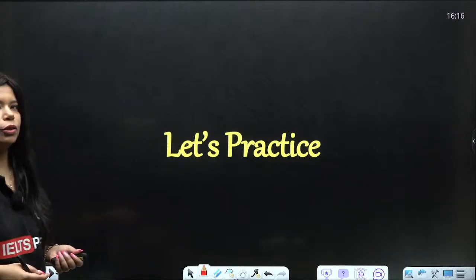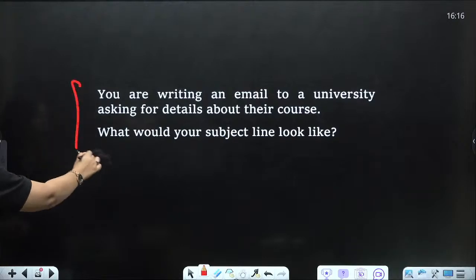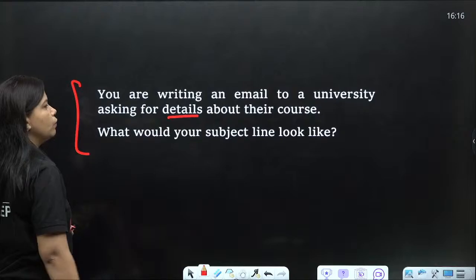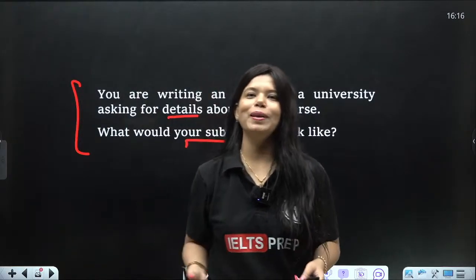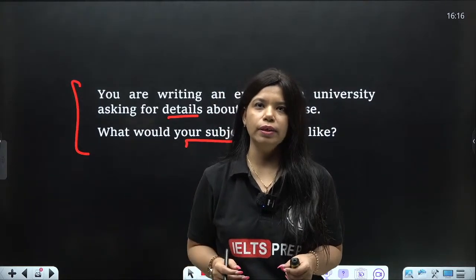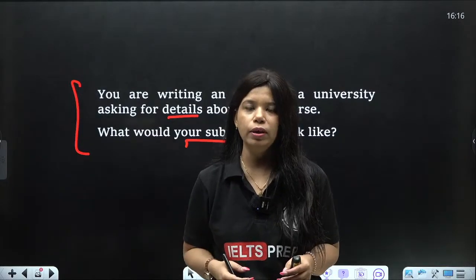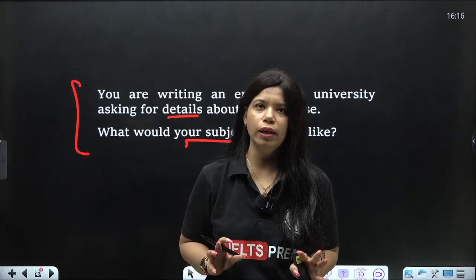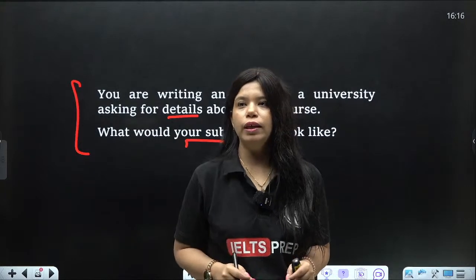Moving on now, let's practice a little bit. Let's see how much you have been able to absorb. And this is the very first prompt. You are writing an email to a university asking for details about their course. What would your subject line look like? So yes, in the chat box, in the comment section, everybody, let's imagine you are writing an email to any XYZ university and you are inquiring about a specific course that you want yourself to be enrolled in, or you want anybody else in your circle to be enrolled in, but you just want the details of that course. What would be the subject line if this is the context of the email?